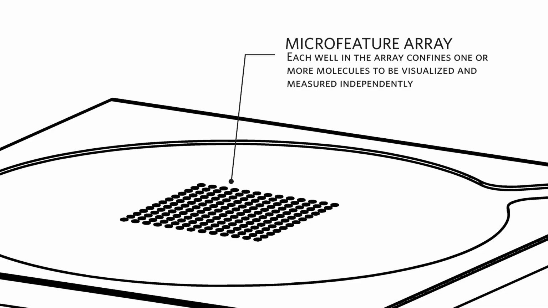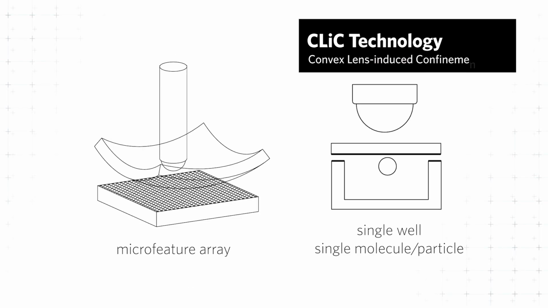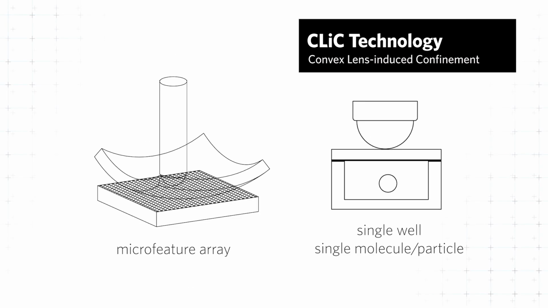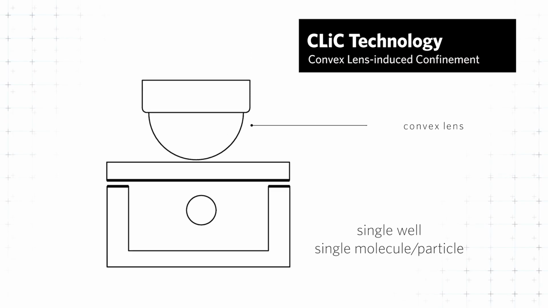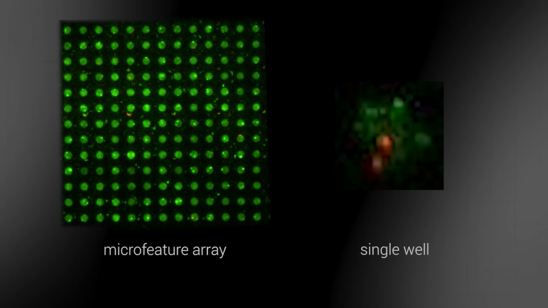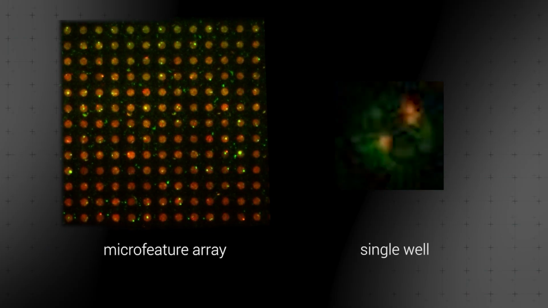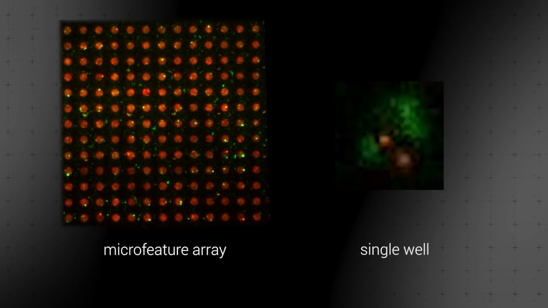So CLIC stands for convex lens induced confinement. This provides a way to confine the molecules into, say, open face wells. It lets us get to the nanoscale. Two specific applications that have been of the greatest interest are the lipid RNA complexes.